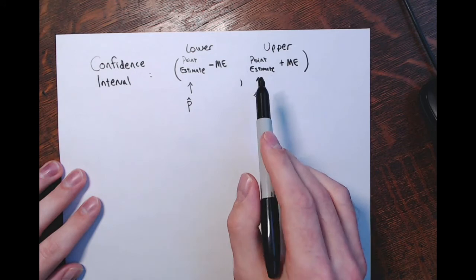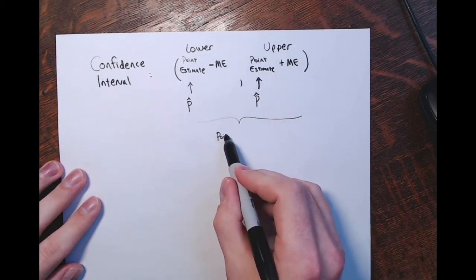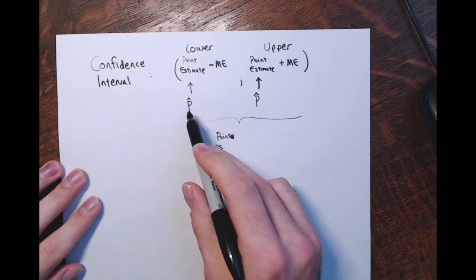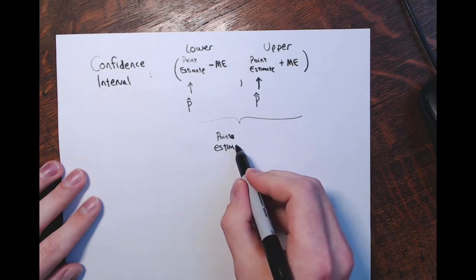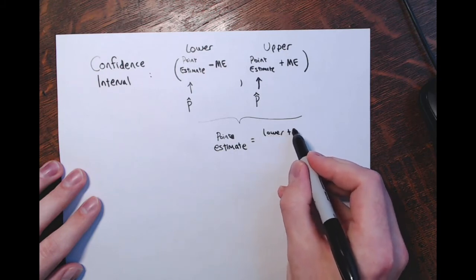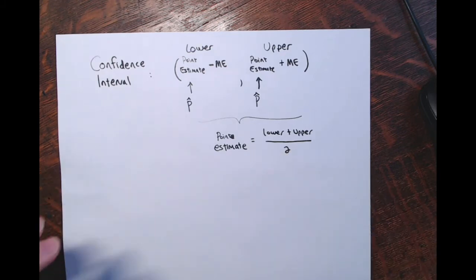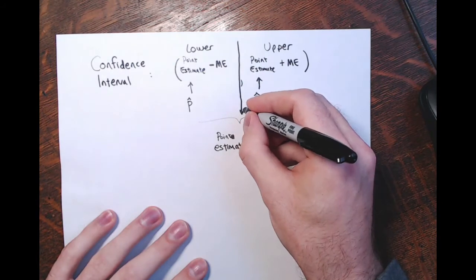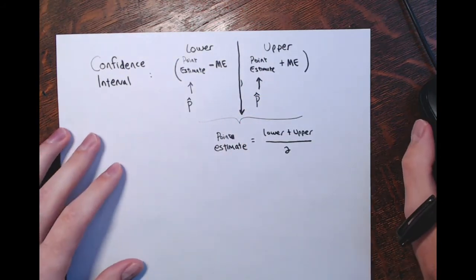So what this is telling us is that the point estimate, whether it be x bar for means or p hat for sample proportions, is just the average of the lower bound and upper bound. It's exactly in the middle of the interval, halfway between the lower bound and upper bound.